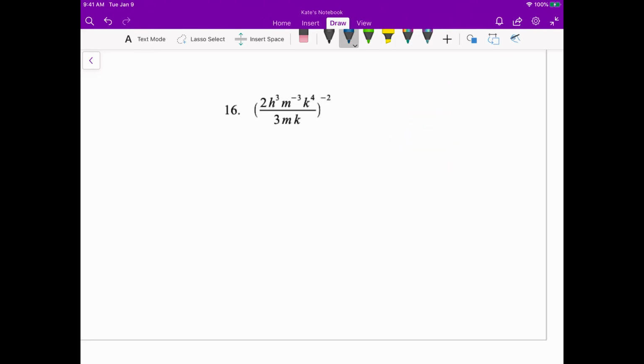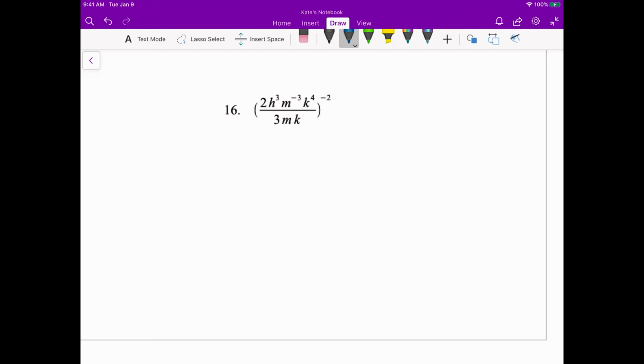The last one we're going to do is number 16. So number 16 is 2h to the third, m to the negative third, k to the fourth, over 3mk, all raised to the negative 2. When we have a negative exponent, we take the reciprocal. So what I would actually do here is take a reciprocal of the entire fraction, and that will make that outside fraction positive.